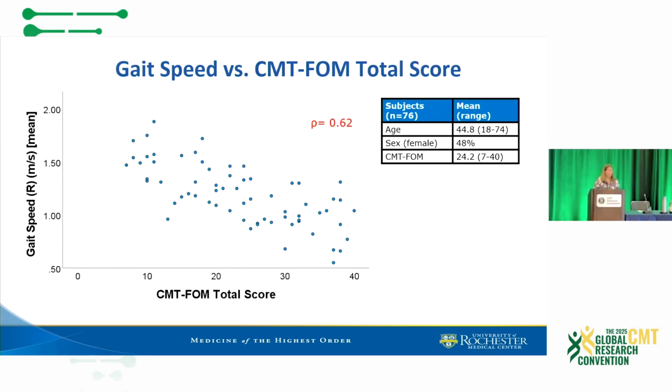We also looked at how these discrete variables of gait and balance can relate to the functional outcome measures. Here we looked at gait speed on the vertical axis and the CMT FOM score on the horizontal axis, and again had a moderate correlation in 76 individuals with CMT1A.